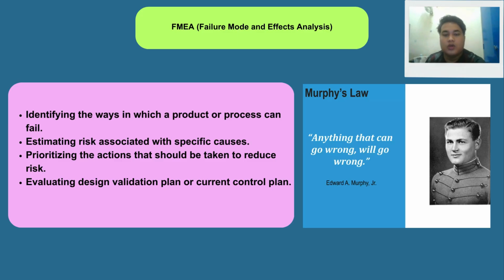Next, going on to FMEA. So what is FMEA? FMEA is Failure Mode and Effects Analysis. We're using FMEA to identify the ways in which a product or process can fail. Next, we estimate risk associated with specific causes, and then we prioritize the actions that should be taken to reduce risk. And lastly, we evaluate the design validation plan or current control plan.